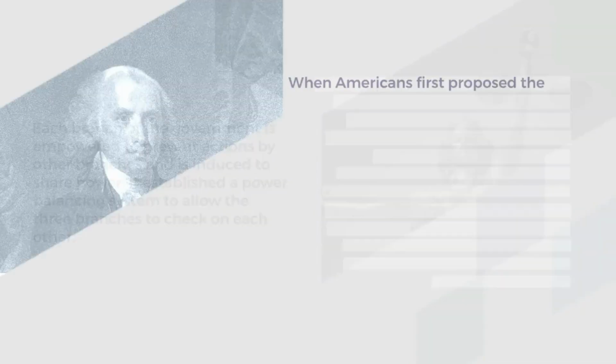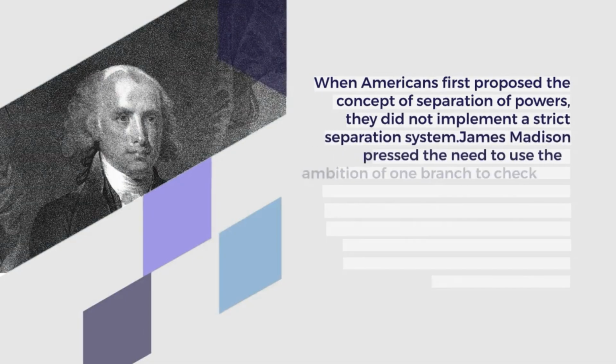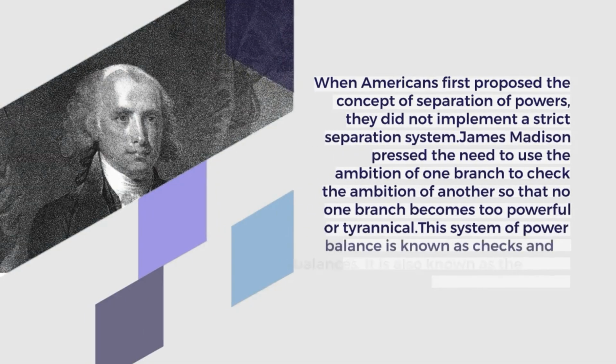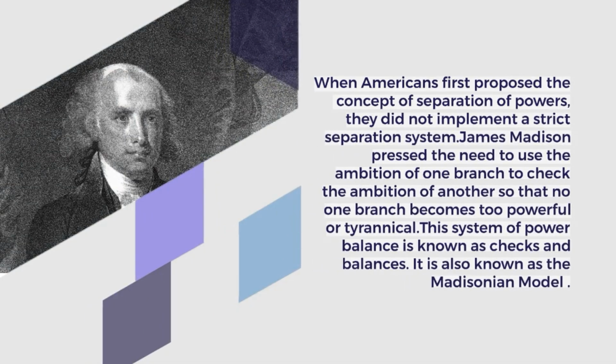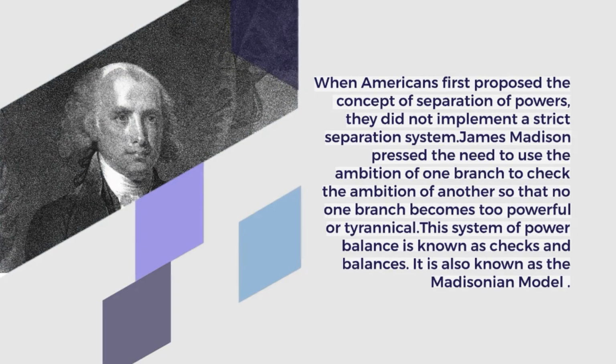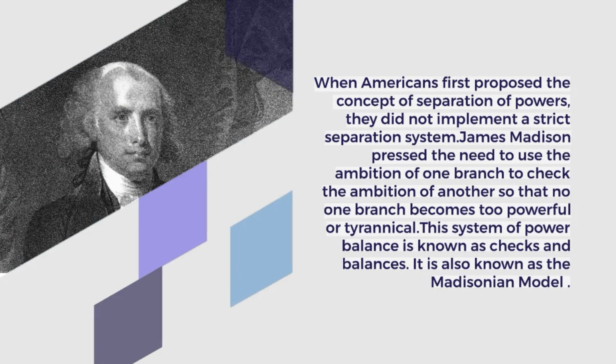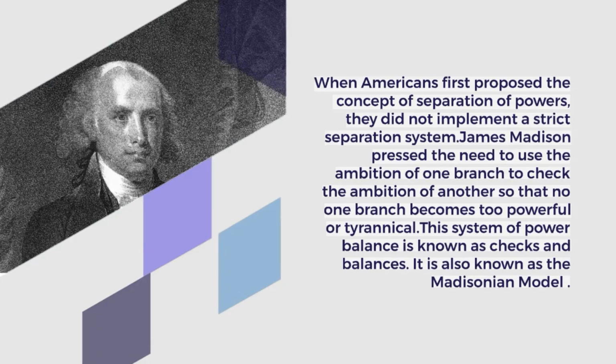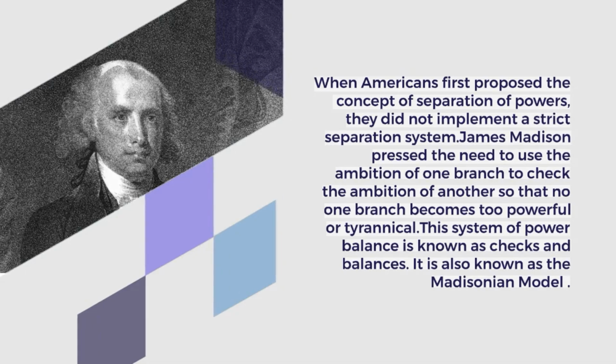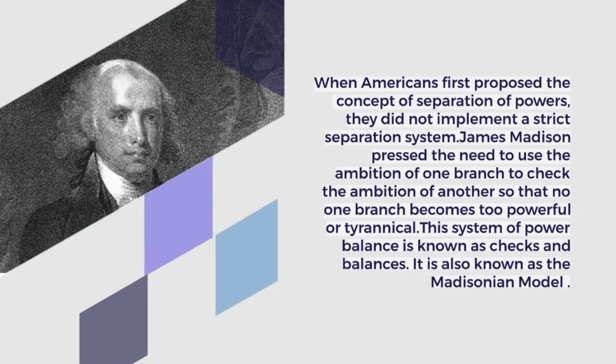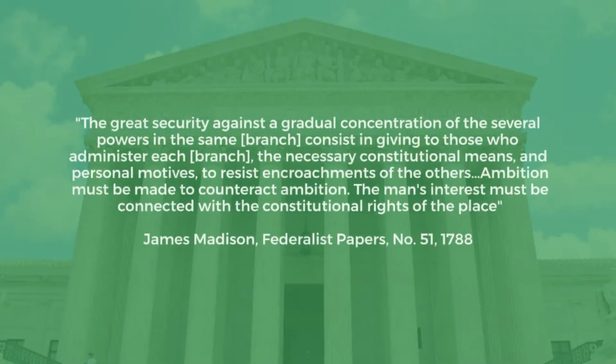When Americans first proposed the concept of separation of powers, they did not implement a strict separation system. Instead, the authorities were further splintered. Each branch is given powers that the other two branches do not have. This system of power balance is known as checks and balances. It is also known as the Madisonian model.